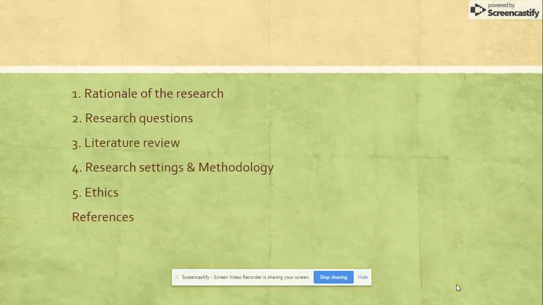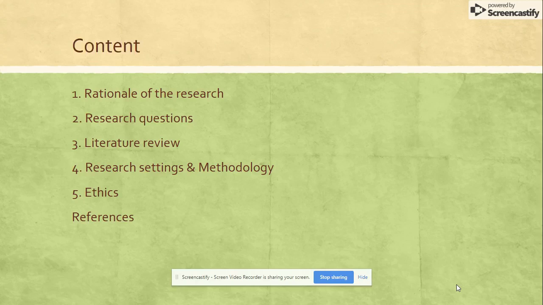My presentation is divided into 5 parts. The first one is the rationale of the research. The second one is the research questions. The third one is the literature review. The fourth one is the research settings and methodology. And the fifth one is the ethics.